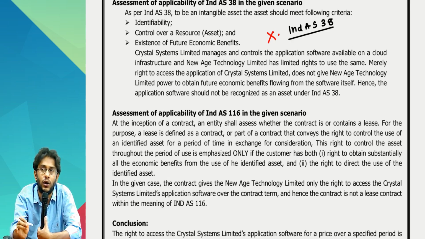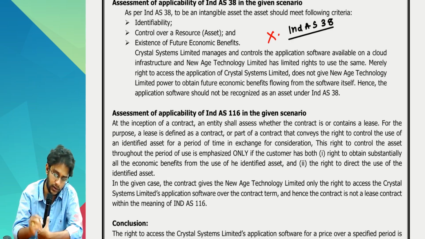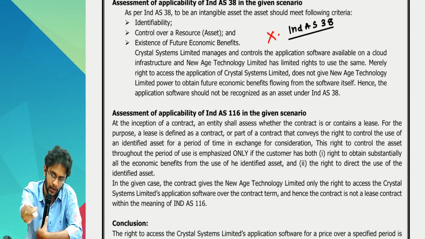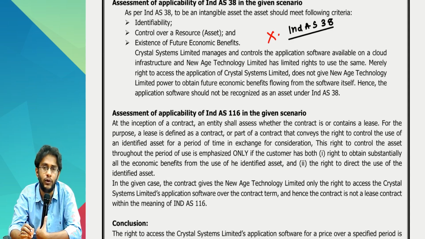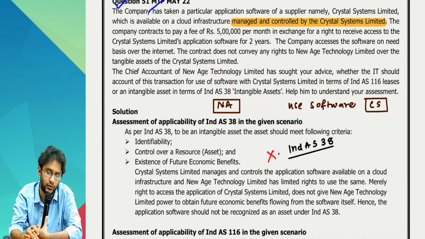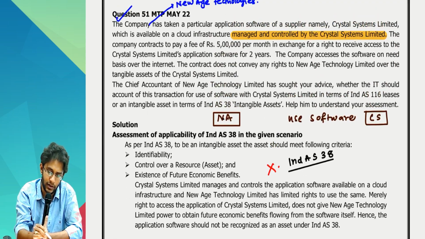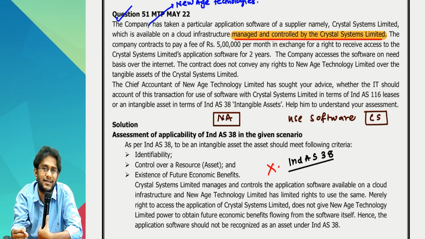When is the right to control the usage point satisfied? When 2 points are satisfied. What are the 2 points? Number 1, substantially all benefits from the asset should belong to us. Number 2, we should have the right to direct the usage. So here the second part is missing, because we don't have the right to direct the usage. It is only managed and controlled by Crystal Systems Limited. Of course, we have a right to access it.